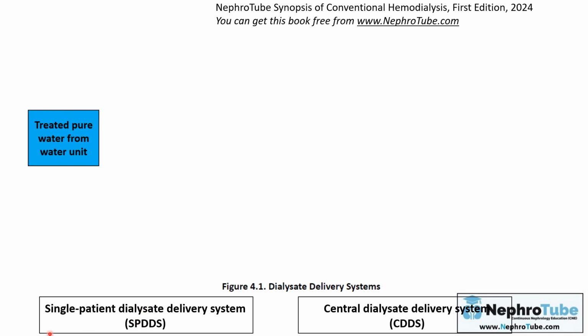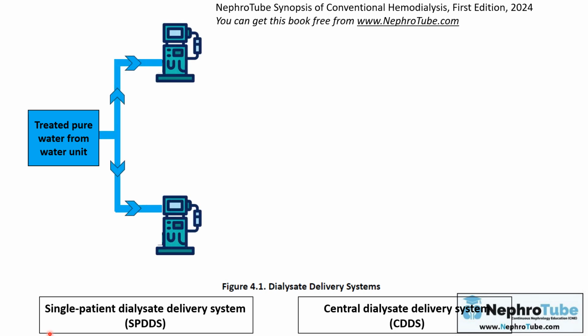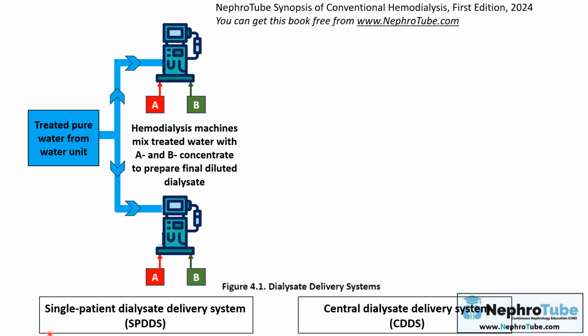In this system, the treated pure water from the water unit will be distributed to the individual hemodialysis machines. And the hemodialysis machines will take this pure water and take a proportion from concentrate A and a proportion from concentrate B to mix them and form the final diluted dialysate. So in this type, single patient dialysate, the dialysate is formed at the single patient station, at the single patient hemodialysis machine.